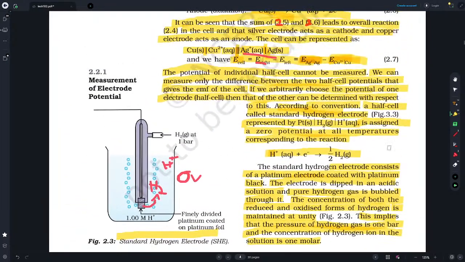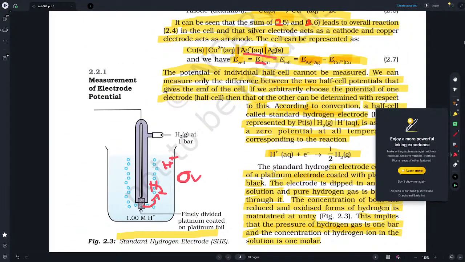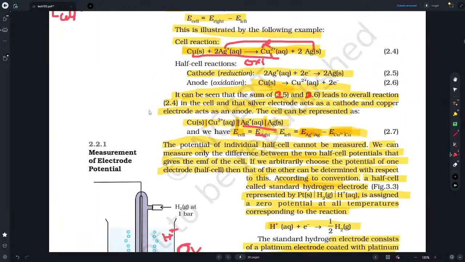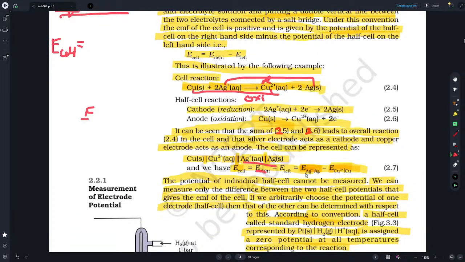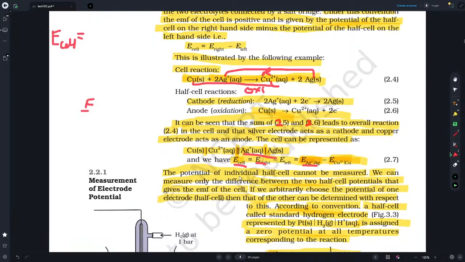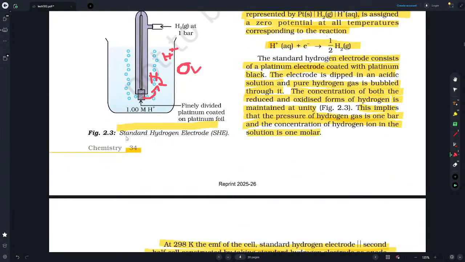Since we can't find individual electrode potentials, for example, we cannot find E of Ag plus to Ag individually. We can only find E cell. As such, we take a standard hydrogen electrode as a convention, where we take this as 0 volt of electrode potential.